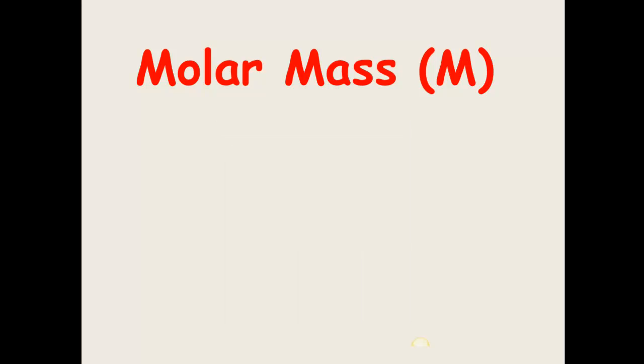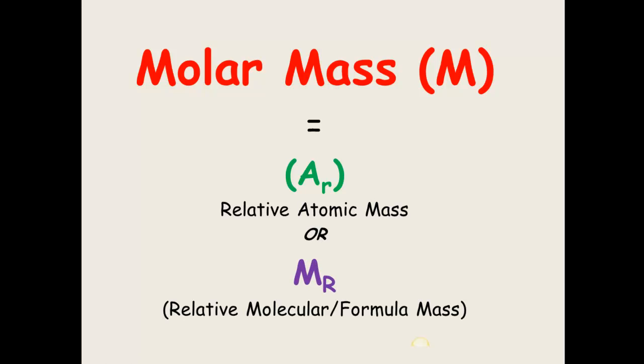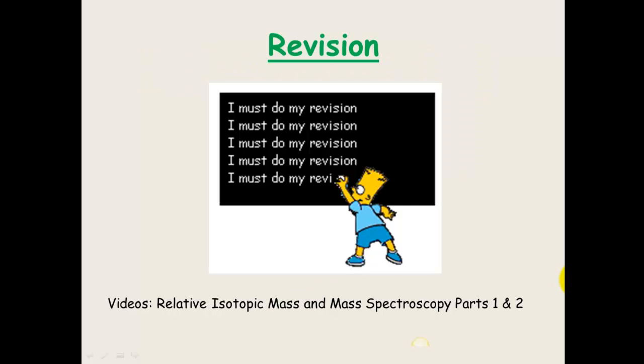Molar mass. Molar mass is the mass of 1 mole of any substance. It equals the relative atomic mass of a substance, or if it's a compound, the relative molecular or formula mass of that compound. So, a little bit of revision. If you haven't watched or learned anything about relative isotopic mass and mass spectroscopy, have a look at those videos before you continue with this.